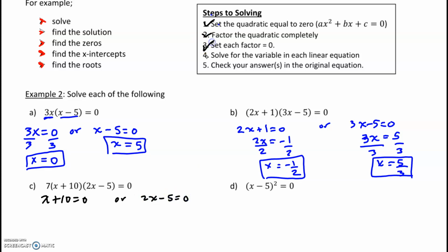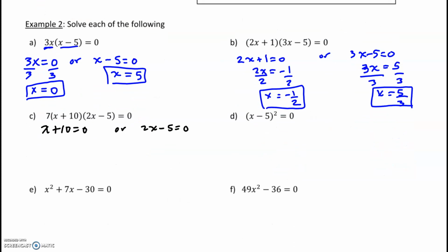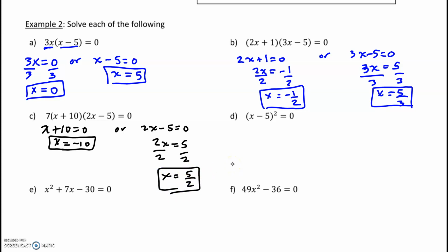Okay, step 3 done. Step 4 is to solve for the variable in each. So I'm going to move the 10 to the other side. X equals negative 10. There's my answer. And for this one, just the 5 moves over. 2x equals 5. And then I'll divide both sides by 2. So x equals 5/2. Okay, let's do the next question.